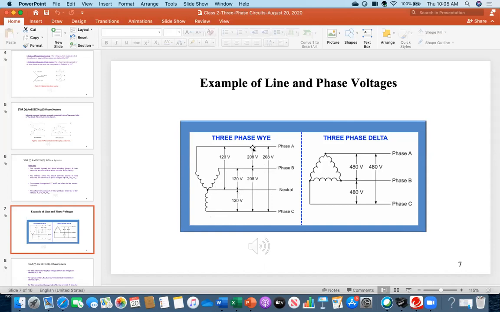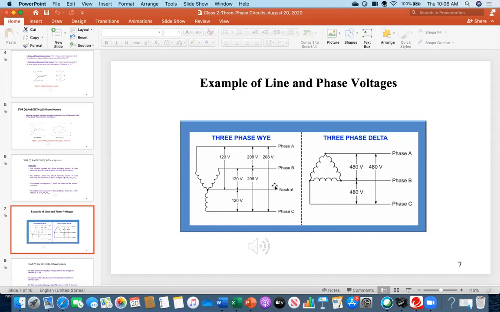But now look at this one, 208 volt, that is between phase A and phase B. This is called the line voltage or line to line voltage. Similarly, between this one and this one, 208 volt, that is called line voltage. And again, similarly, between phase B and phase C, 208 volt, those are the line voltage. And if you have a calculator, you do 120 multiplied by root 3, that should give you 208 volt.